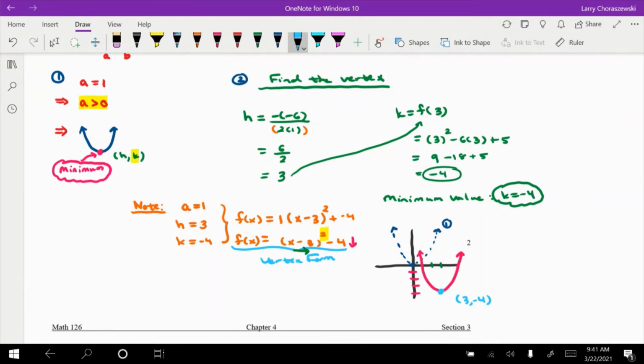And what do you notice about 3, negative 4? What special part of a parabola does 3, negative 4 represent? Three, negative 4 doubles up as our vertex, right?